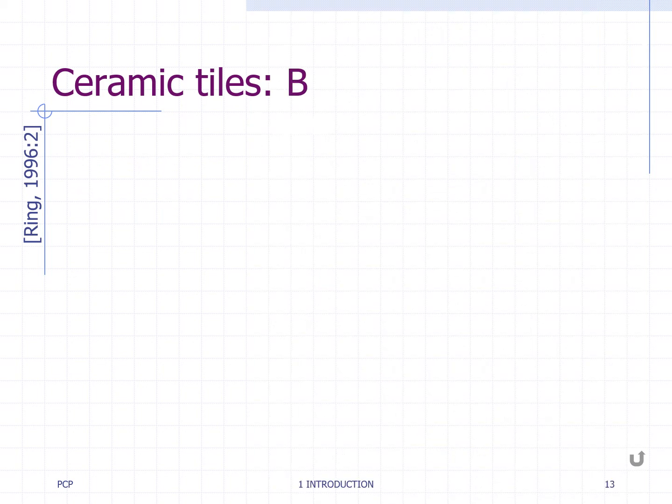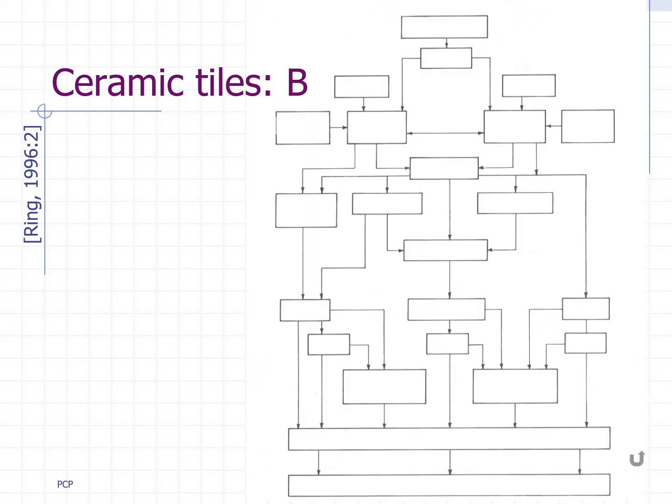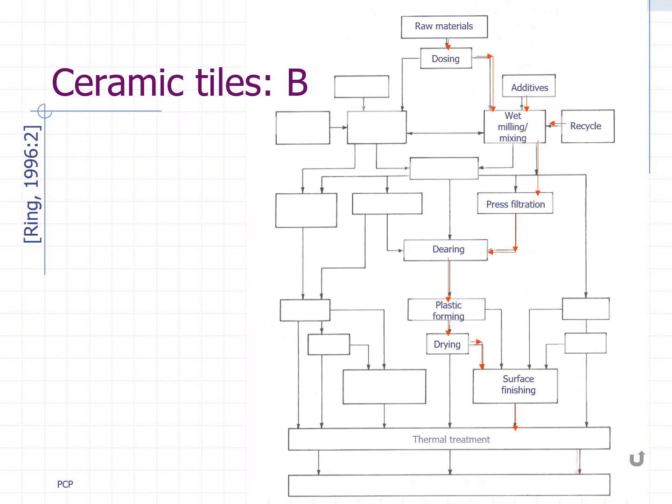Another route, which is called the plastic route, starts also with wet milling or mixing, but goes this time through press filtration and de-airing to be plastic formed, commonly by extrusion, so that flat tiles can be formed. Those green dry tiles are then submitted to sintering and eventually surface finished either before and or after thermal treatment.